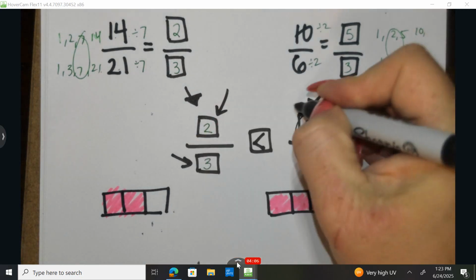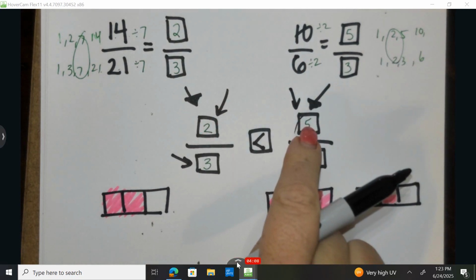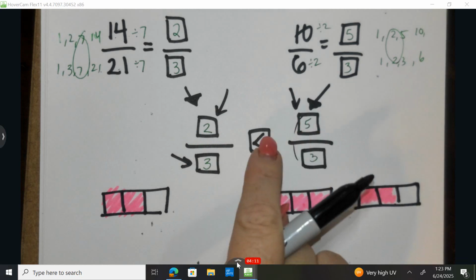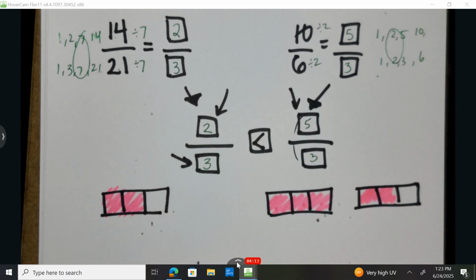Then we look at the numerator, and whatever value is greater in the numerator, or the top value, will receive the Pac-Man or alligator mouth eating it. Let's try 2 more examples.